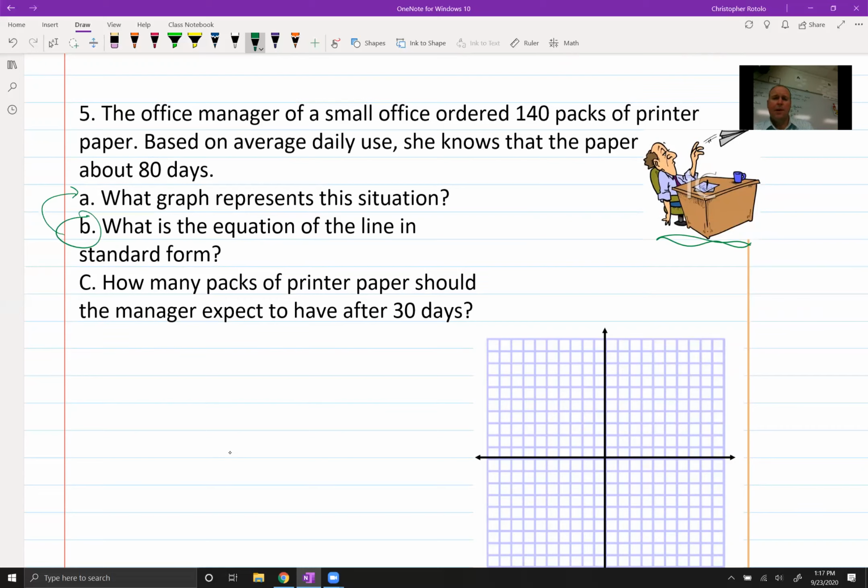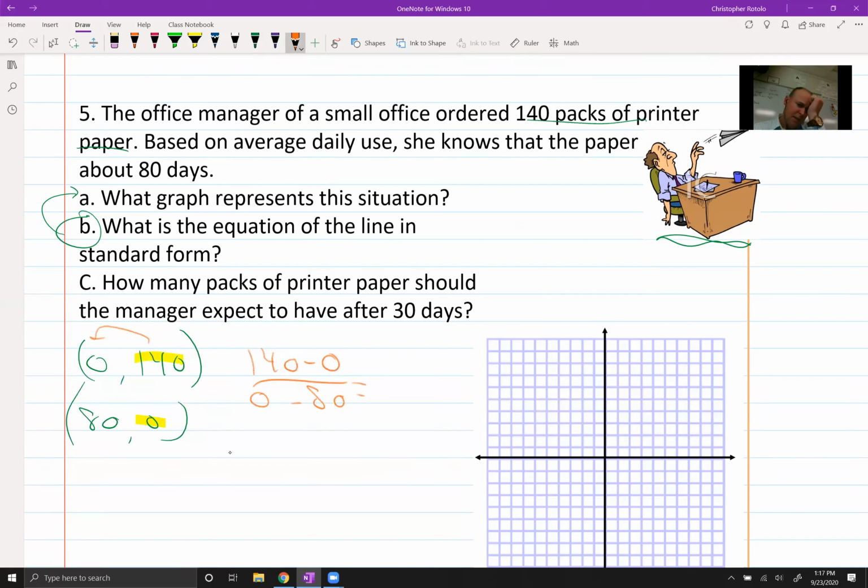All right, so what do we got? On day 0, we have 140 packs of paper. On day 80, we have 0. Okay, so the first thing we have to do is interpret what's happening here. And we're going to have these situations happen. So let's find out how many packs of paper we're going to use a day. So again, I want to be consistent with my y values. So whatever I use first, I'm going to go 140 minus 0. Okay, so that means I want to use 0 minus 80.